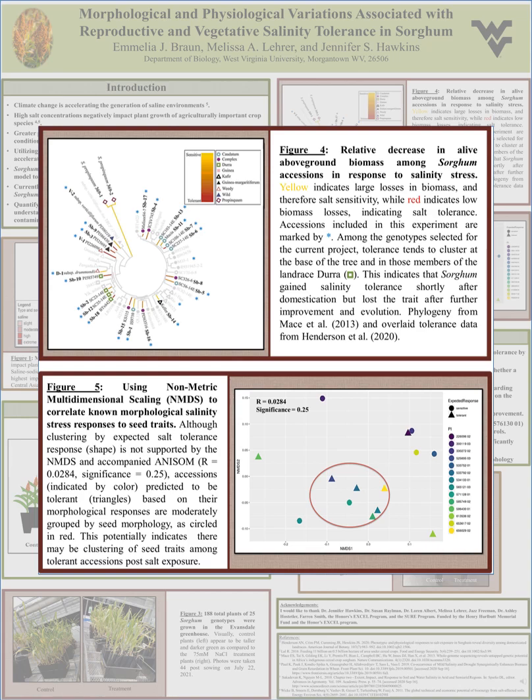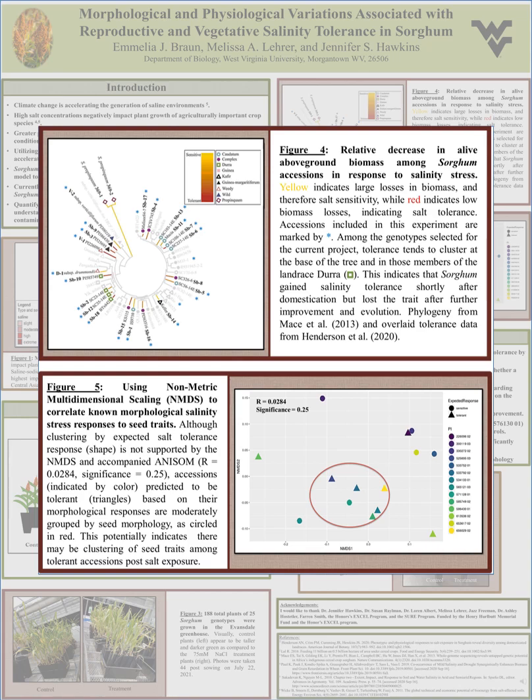Prior to experiment start, the germplasm were measured for their seed diameter, color, and weight. Figure 5 shows a non-metric multidimensional scaling test and associated analysis of similarity, in which there was no significant clustering of these traits in regard to the expected tolerance values from Figure 4. This means that in the germplasm, these traits have no relationship to the expected response under salinity stress.